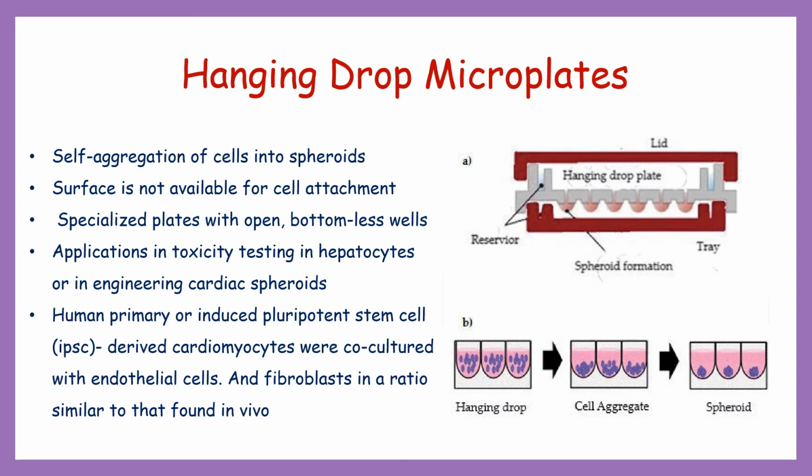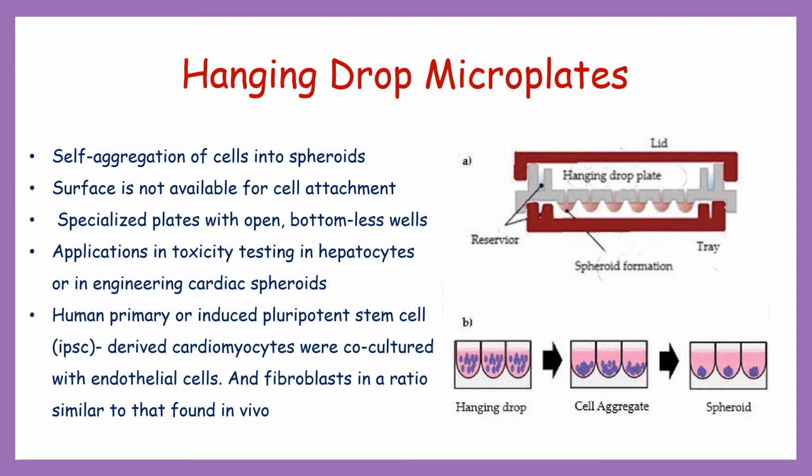Hanging drop cultures are a well-known 3D culture technology taking advantage of aggregation of cells into spheroids when a cell surface is not available for cell attachment. Hanging drops can be created in specialized plates with open, bottomless wells that are designed for the formation of a small droplet of media. The droplet is big enough for cells suspended in the medium to aggregate but small enough to prevent it from being dislodged during manipulations. Hanging drop cultures have also found applications in toxicity testing in hepatocytes.